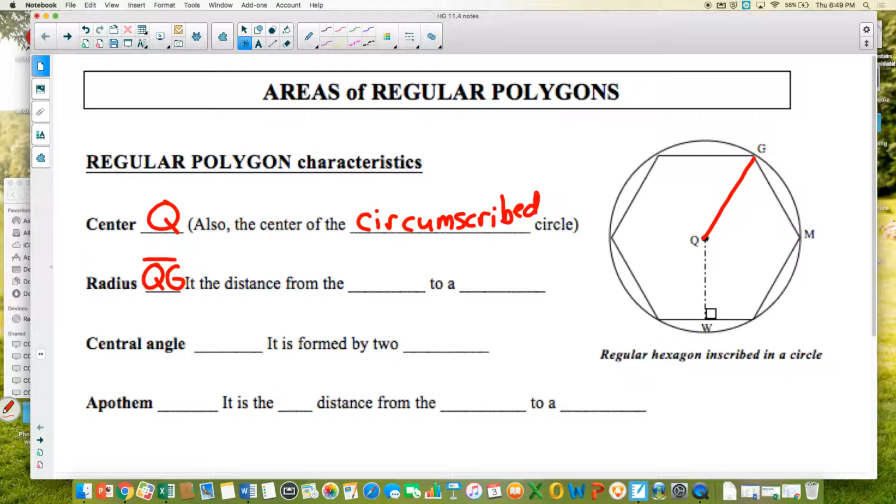And this is the distance from the center to a vertex. This is one of the vertices of the polygon. The central angle, we'll go with angle QGM, or GQM. So G to Q to M is our central angle, and it is formed by two radii.